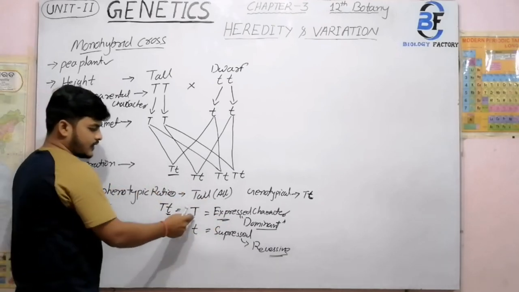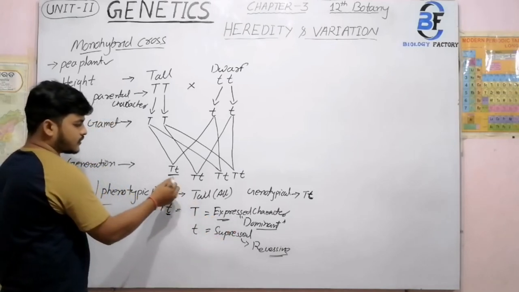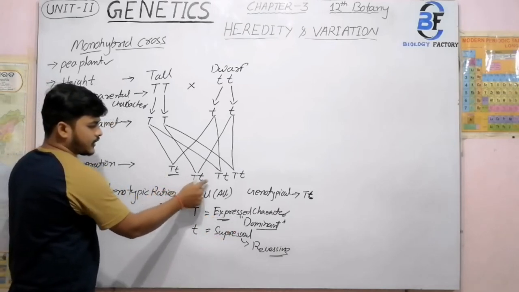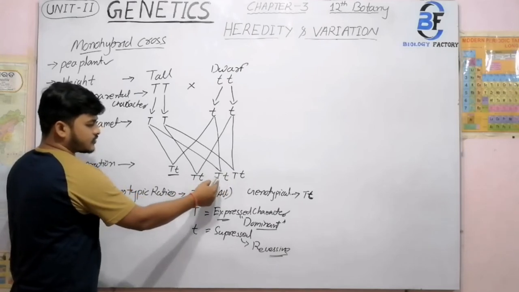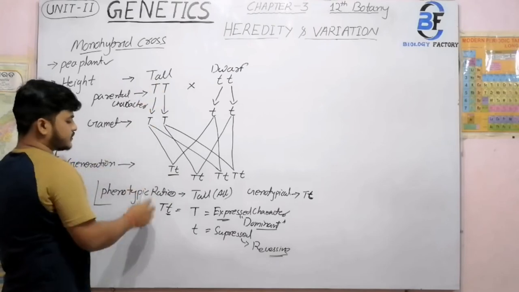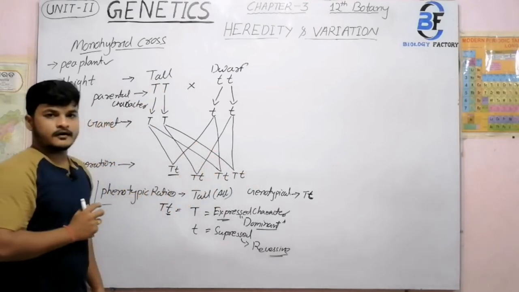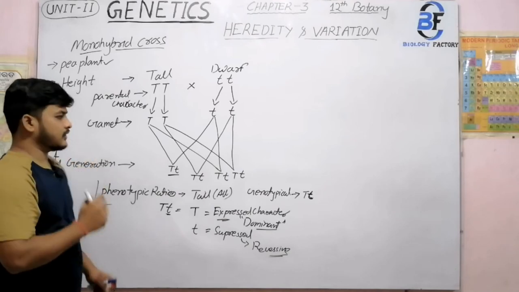According to him, as the dominant character is shown, here all the plants show capital T dominant over small t. The capital T is the tall nature, so all the plants are tall. And the genotypic ratio is capital T and small t.